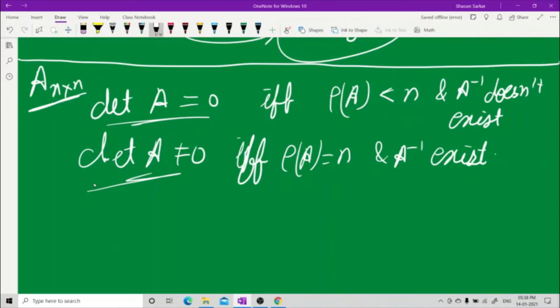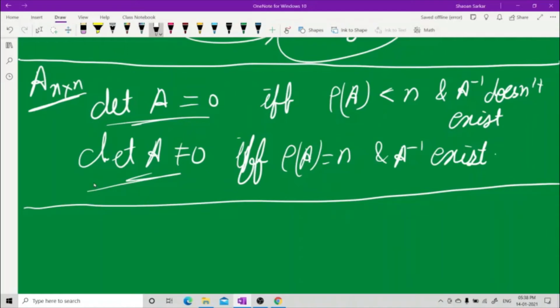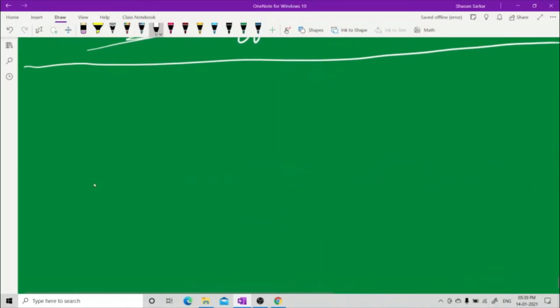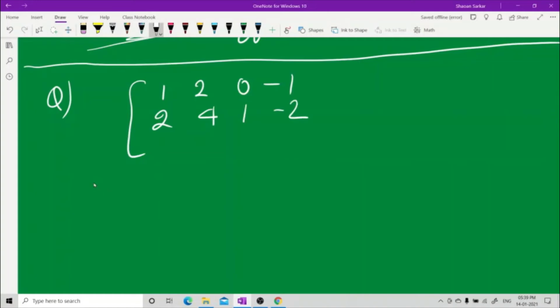Now see one thing. I will be showing you something very important in the matter of rank. Let me take one more example which will be very interesting for you. Let me take a rank question. Let me take a matrix: 1 2 0 minus 1, 2 4 1 minus 2, and 3 6 7 minus 3.